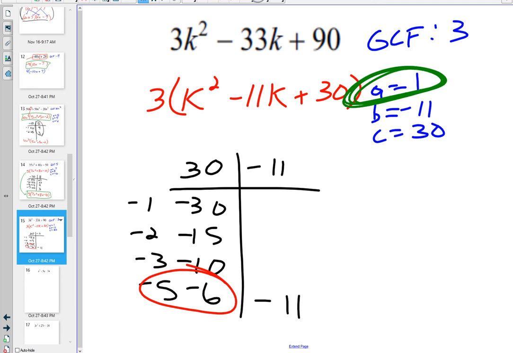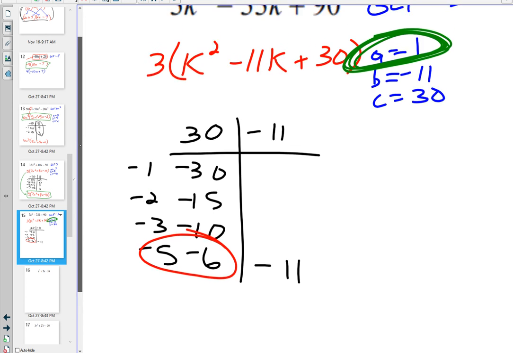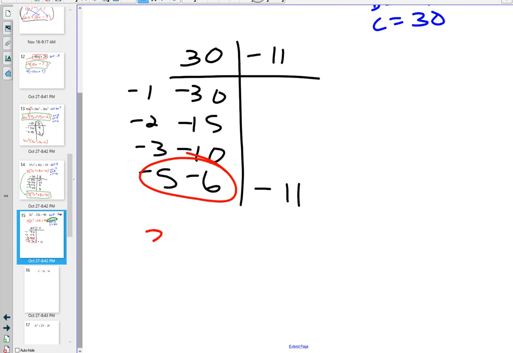It's almost like you're going to get this feeling of joy when you have an A, when you have a lead that's 1. Because now there's no extra steps. As long as I can get the chart to work, it's just going to be the GCF, which was 3. The variable was k, so k minus 5, and then k minus 6.